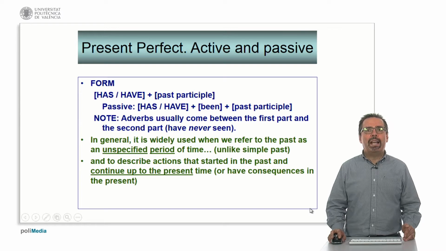We will move on now to present perfect in the active and passive meanings. The form is with the verb to have, plus the past participle of the verb. In the passive, we have exactly the same plus the past participle. And we have to know that adverbs usually come between the first part and the second part. For example, have never seen, have always seen, etc.